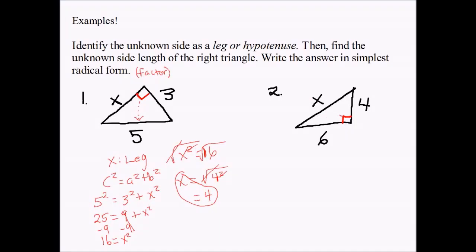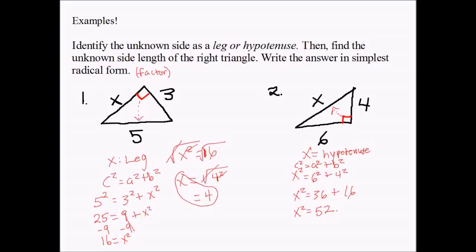Again, number 2, this is your hypotenuse, so x is going to be equal to your hypotenuse. So I have x squared, which is c squared equals a squared plus b squared. So x squared is my c squared. I have 6 squared plus 4 squared. So I have x squared equals 36, which is 6 times 6, plus 4 squared, which is 16. So I have x squared equals 52.